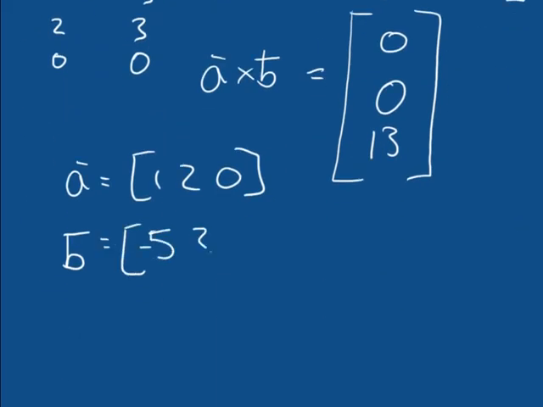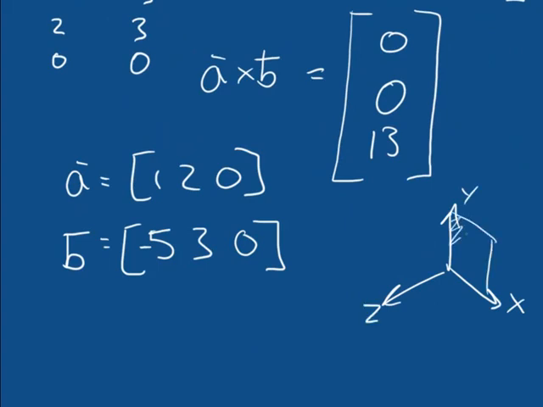Minus 5, 3, 0. When I chose the values, the components of these vectors, I specifically chose them so they don't travel in Z. So what I was doing, I was saying we have our Cartesian axes. We have X, Y, and Z. I was specifically saying that these vectors lie on the XY plane. They do not travel in Z.